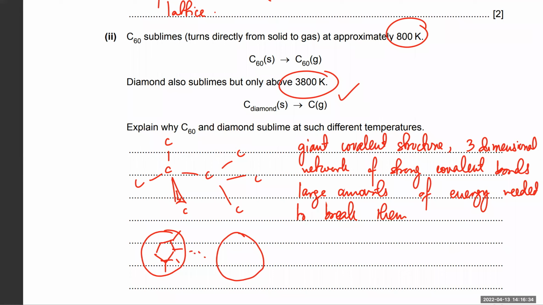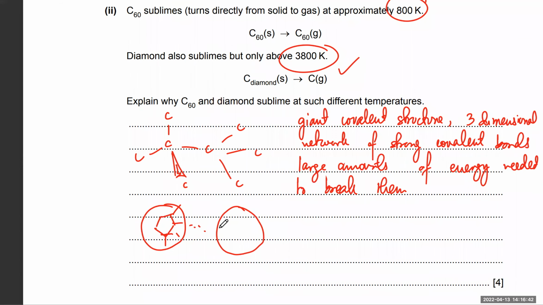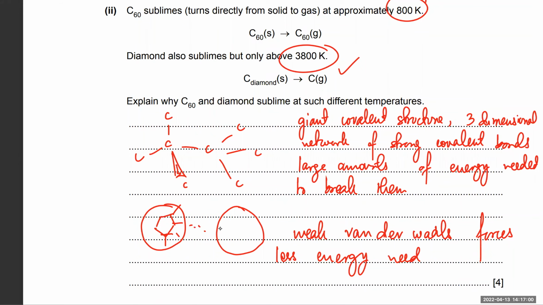Now, I showed you the fullerene. In the case of fullerene, you have intermolecular forces, the weak van der Waals forces. It's a non-polar molecule because all of them are carbon atoms, so there is no polarity. So it's got weak van der Waals forces, so less energy is needed to overcome them. So that's about it. Okay.